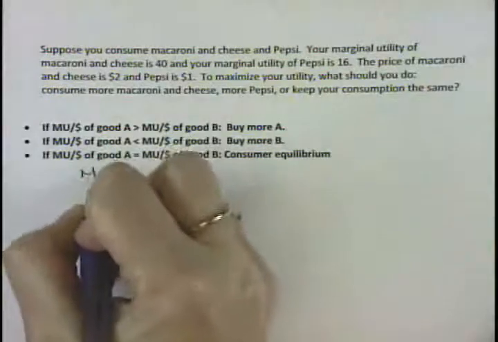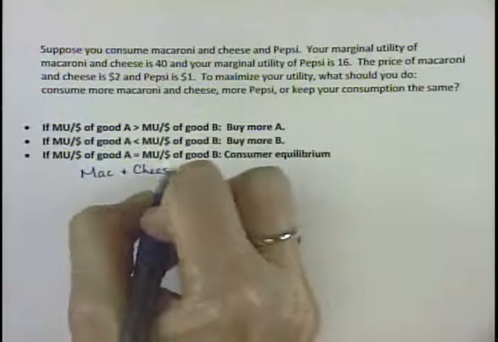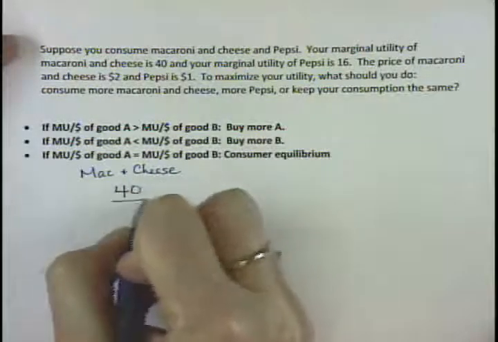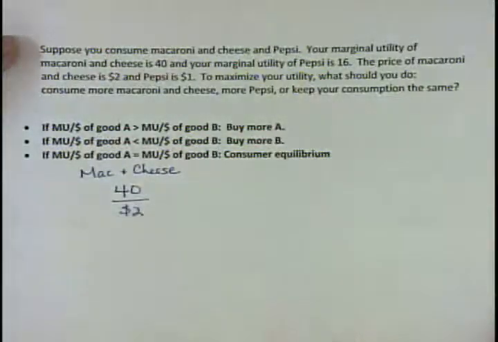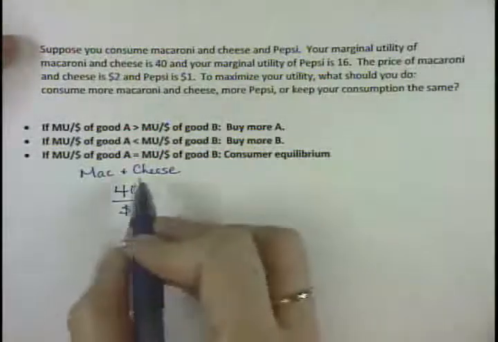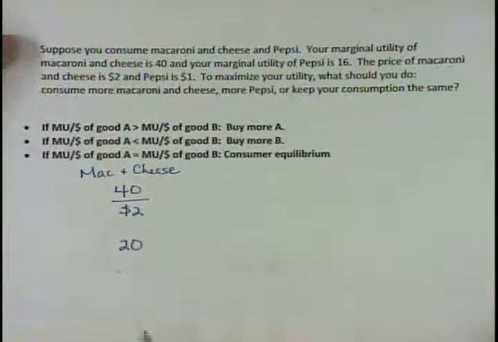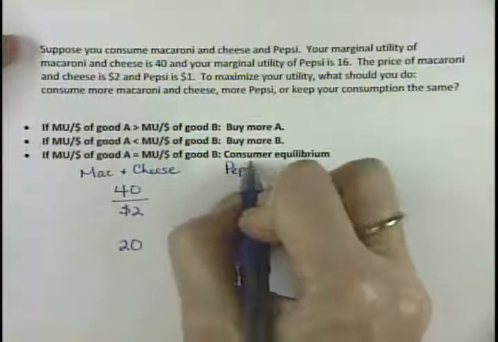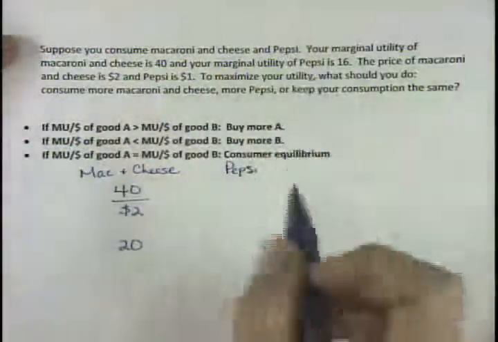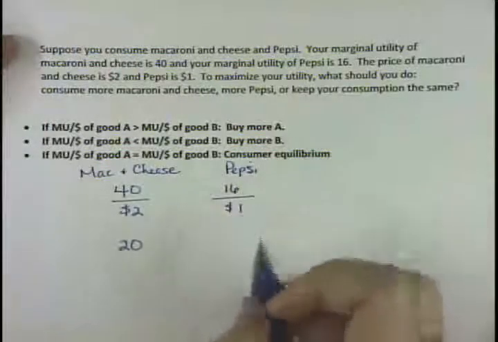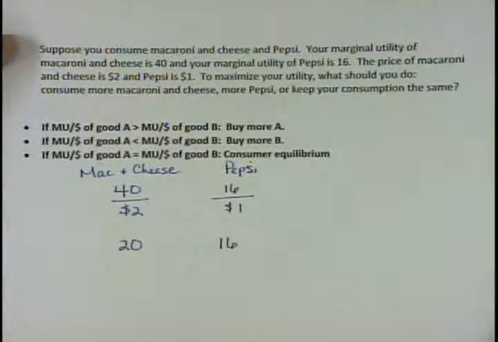So for mac and cheese, my marginal utility is 40 and it costs me $2. My marginal utility per dollar is 40 divided by 2, which is 20. Now let's compare that to the Pepsi. My marginal utility of Pepsi is 16. The price of Pepsi is $1. So my marginal utility per dollar is 16 divided by 1, which is 16.